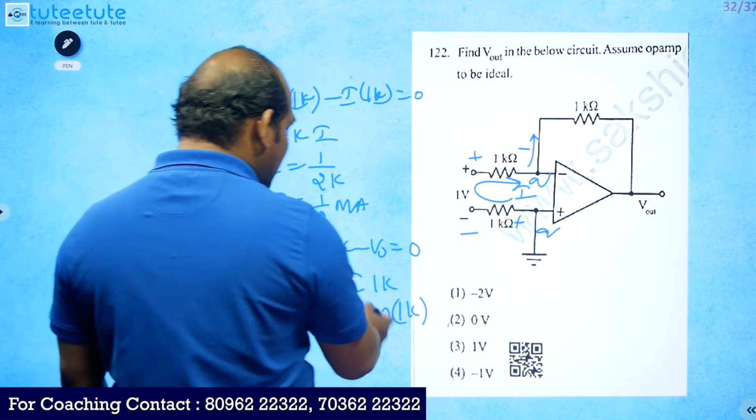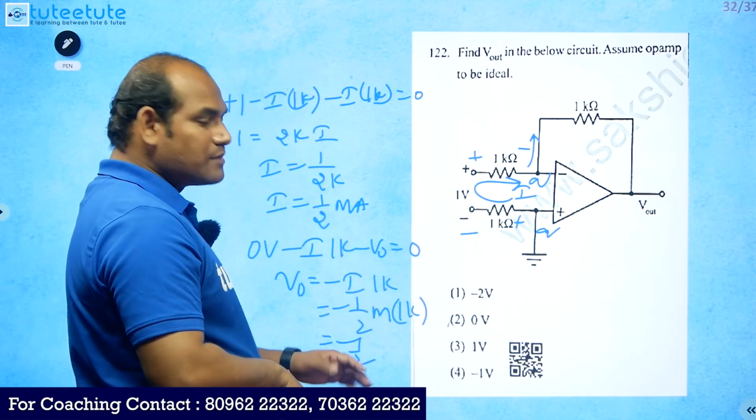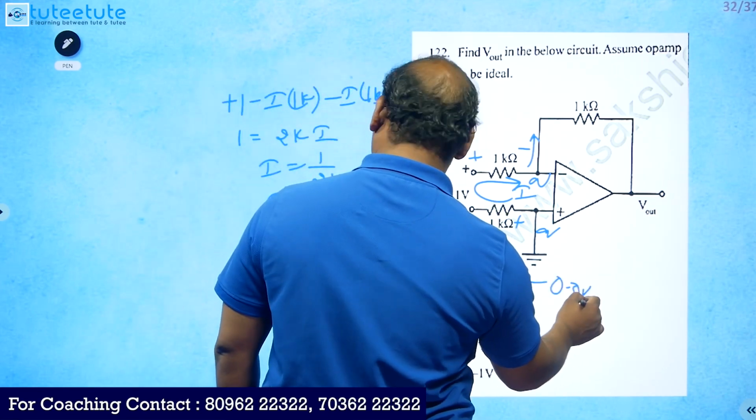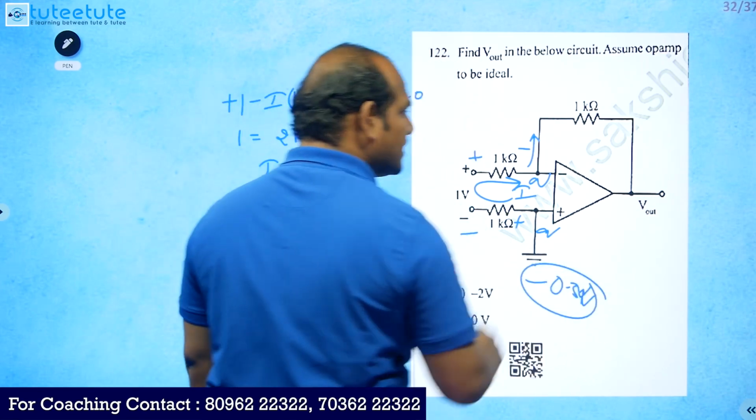So this option is not available in the given options. This answer is not available, but the option is minus 0.5. It is voltage, that means volts. We'll get this one.